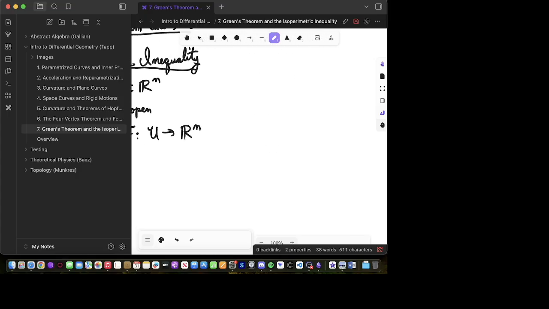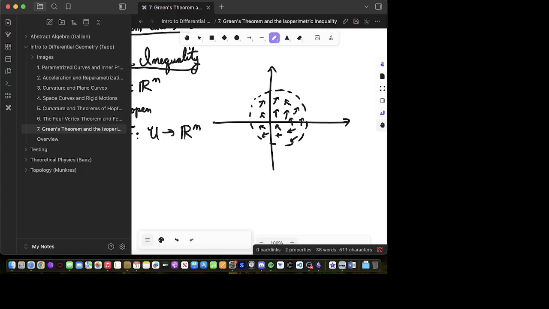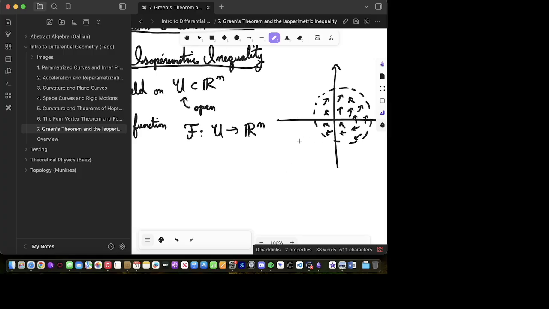So essentially what that means is, let's say we're in R2 and we're having a vector field on this space. That means for every point in U, there's maybe something like that. Every point in U is assigned a point in Rn. So you can imagine it as a field of arrows, which is how people usually think of vector fields.